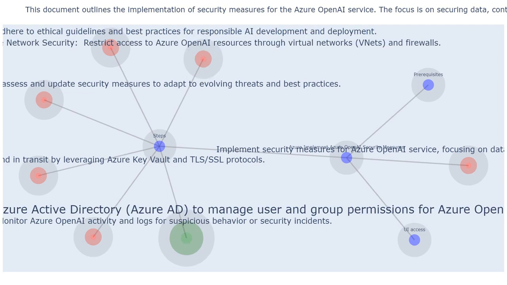Implement access control. Use Azure Active Directory (Azure AD) to manage user and group permissions. For Azure OpenAI service, Azure Active Directory (Azure AD) is used to control who can access and manage your Azure OpenAI service. By setting up access controls, you can define specific roles with varying levels of permissions for users and groups. For example, you could create a role that grants read-only access to certain Azure OpenAI resources, allowing users to view data but not modify it.